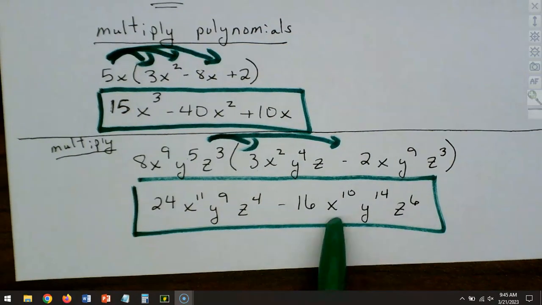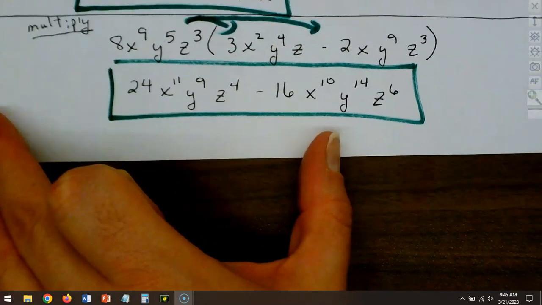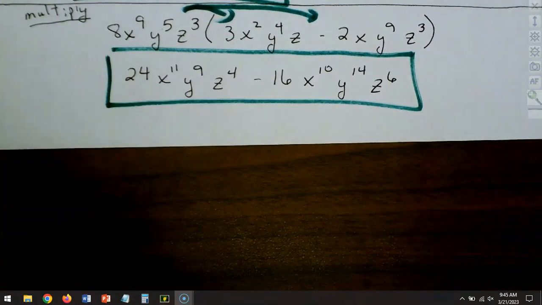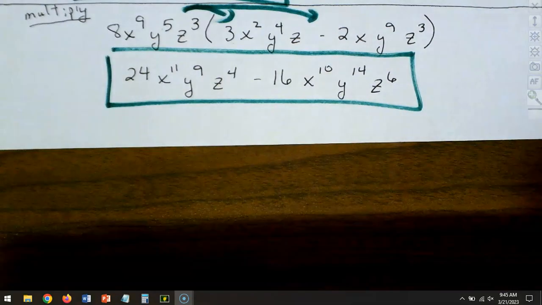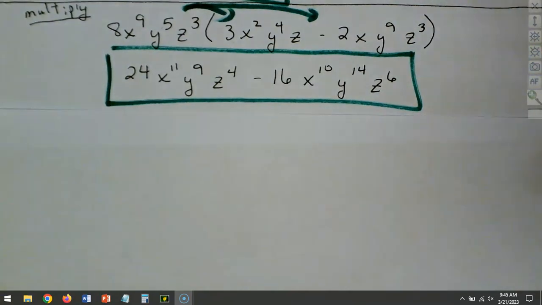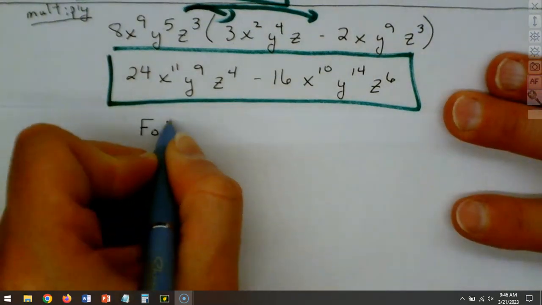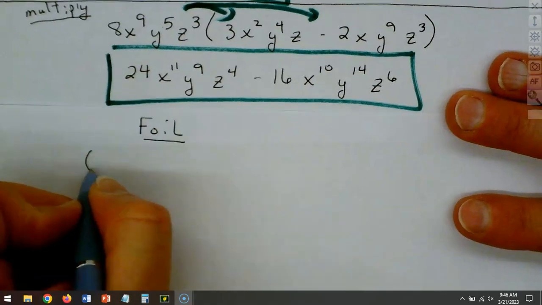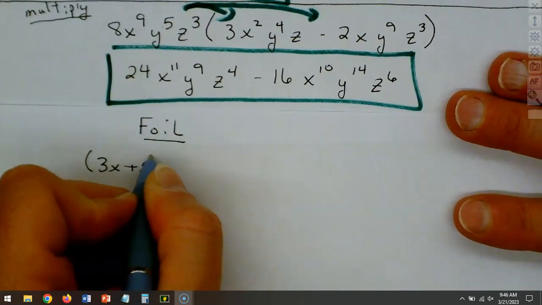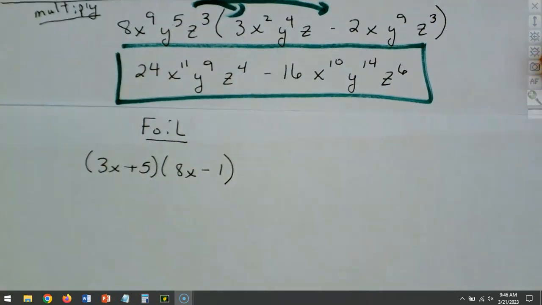We can't combine these together because they're different. These are what are called unlike terms. They cannot be combined together. Now, what happens if you have 2 terms out front? Terms are separated by addition and subtraction. Well, if you have two or more terms, you're going to have to use what's called the FOIL method. So we're going to learn how to use the FOIL method here.